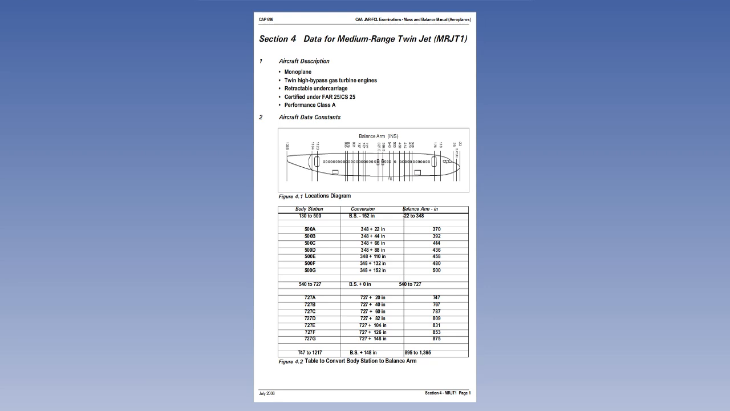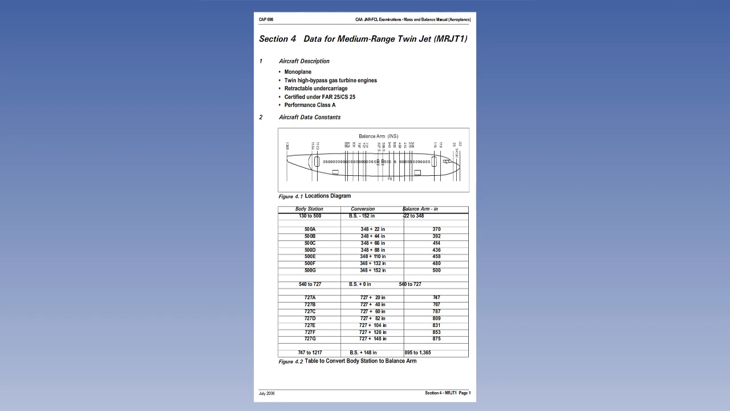To start with, we will look at the balance arm location diagram and conversion table from CAP 696. During the design stage, the aeroplane is allocated a system of station numbers used as balance arms about the datum. This system also makes it possible to locate components and parts of the airframe structure.